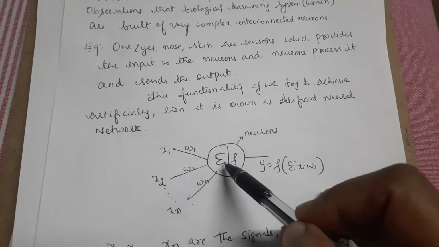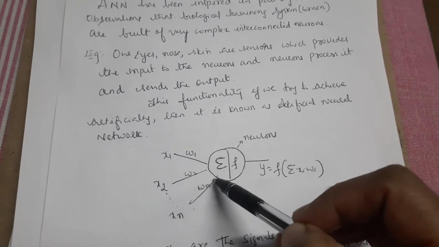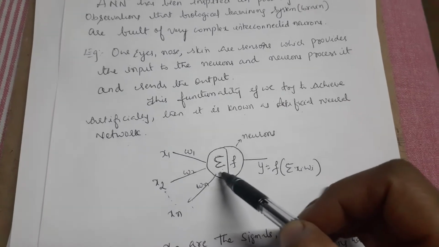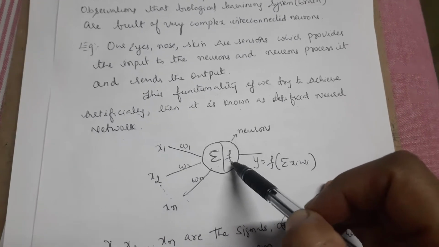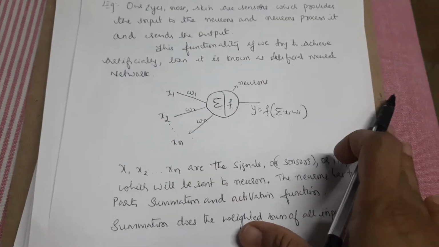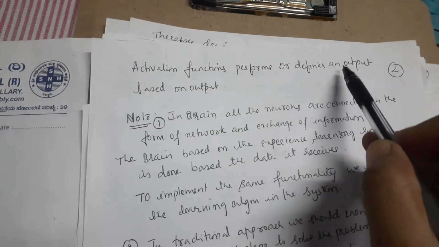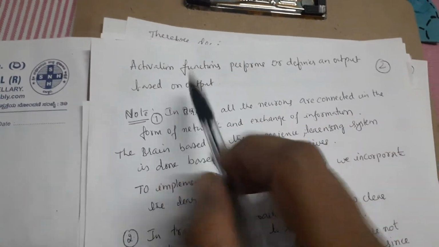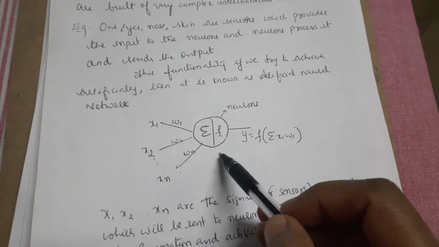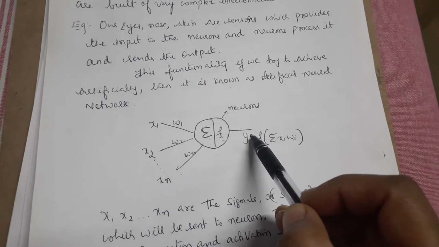The summation symbol. What is the summation symbol? It takes the sum of all the inputs. Then this summation of all these inputs is provided to the activation function. F is an activation function. The activation function is the one which actually performs or defines an output based on the input. So here it collects the input and provides it to the activation function. It performs the action and provides the output.